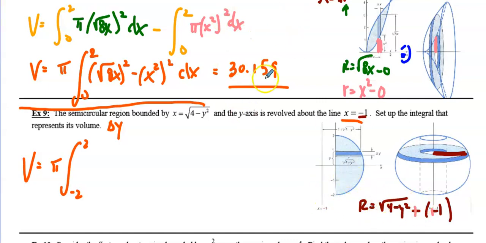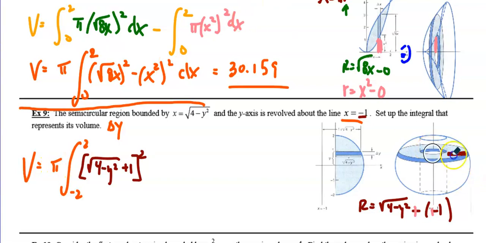So I'm going to write out what that is. Our big R is going to be the square root of 4 minus y squared plus 1, and we have to square it, because remember, the area of a circle is going to be the radius squared. Again, we've already pulled out the pi.